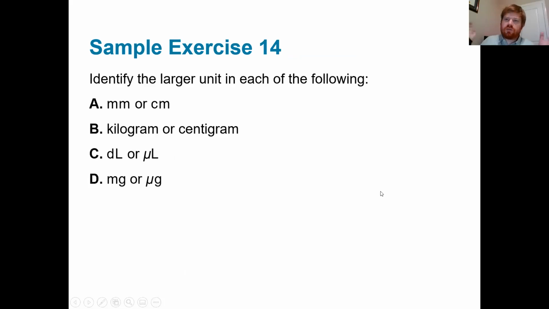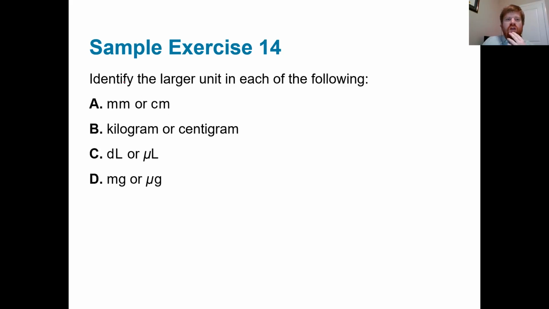Okay, all right, so here we go. Sample exercise number 14, pretty simple. All you have to do is identify the larger unit for each of these examples. Give it a shot. So A, you have mm or cm. This is how we're gonna get familiar with these units. And again, the idea is we want the larger unit for each of these. B is kilogram versus centigram. C is dl or μl. And then finally, D is mg or μg. So which one is larger? Go ahead, pause the video. When you come back, you will have the answer.